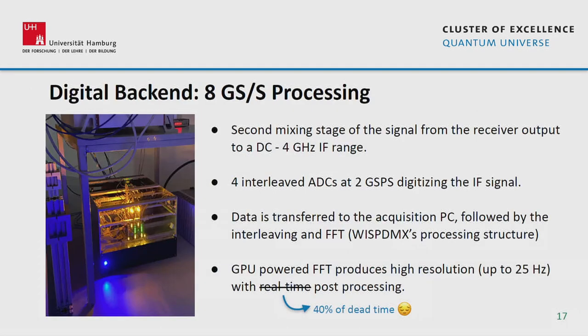Right, so the last component. We have 4 gigahertz of bandwidth, and to digitize 4 gigahertz of bandwidth we need a really fast ADC. We made it: we have four interleaved ADCs at 2 gigasamples per second, which gives 8 gigasamples per second for the digitizing. This data is transferred to the computer, and after that we do interleaving and then FFT. We can also have a GPU-powered FFT, and that can go to really high resolution, 25 hertz, almost in real time.